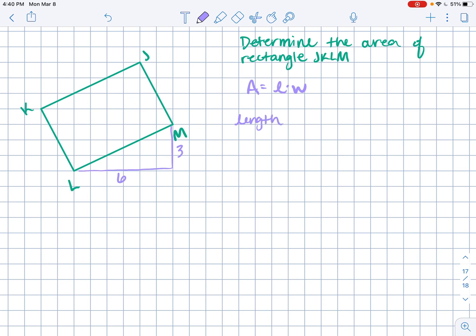So for the length, I'm doing 3 squared plus 6 squared equals c squared. So that's 9 plus 36 equals c squared, which is 45 equals c squared. So the length is radical 45. Now let's look at the width.